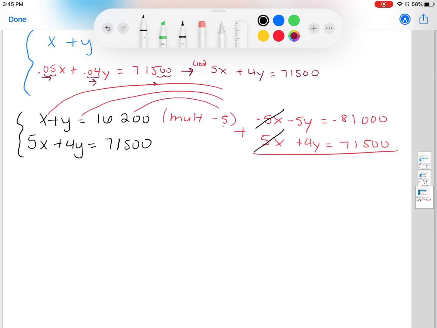While my x's make 0, I'm left with negative y is equal to negative 81,000 plus 71,500. We get negative 9,500. So we divide both sides by negative 1, and we're left with y equals 9,500.